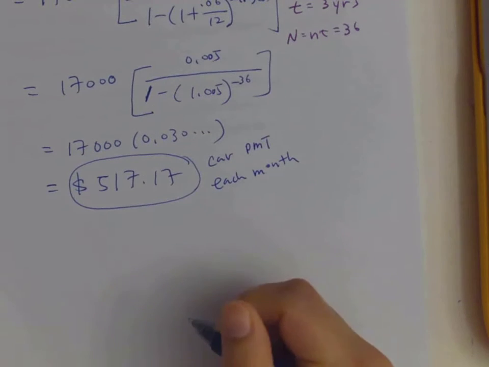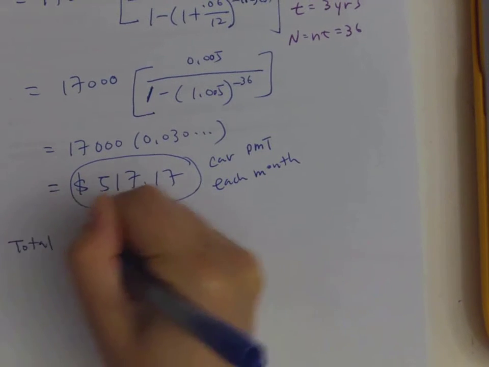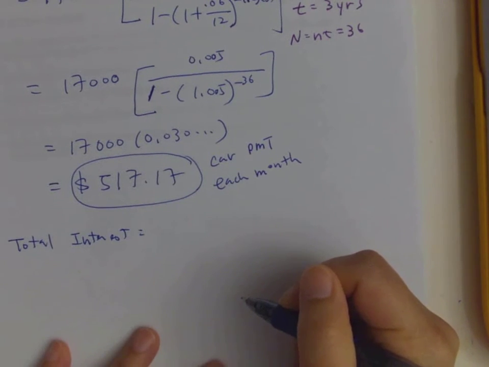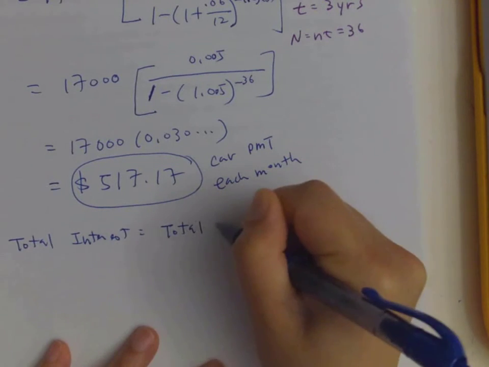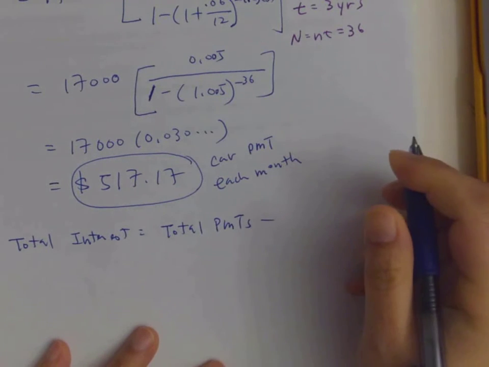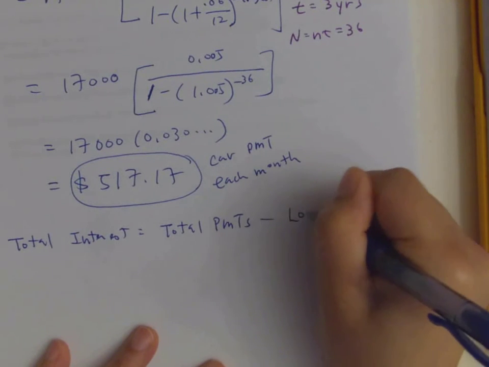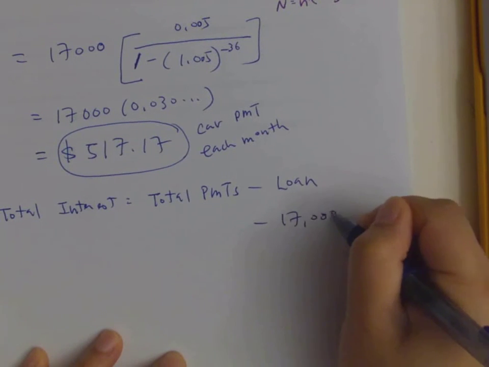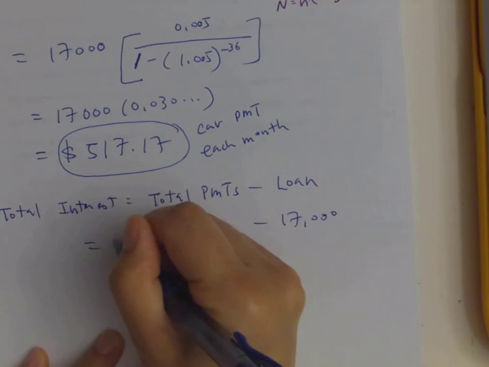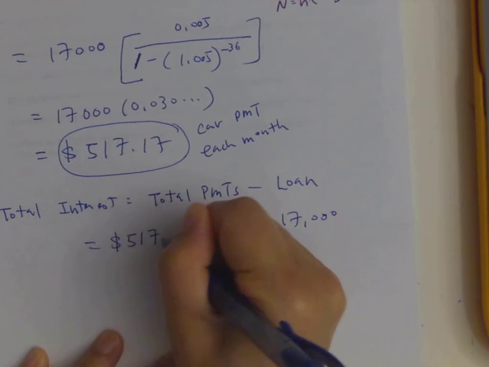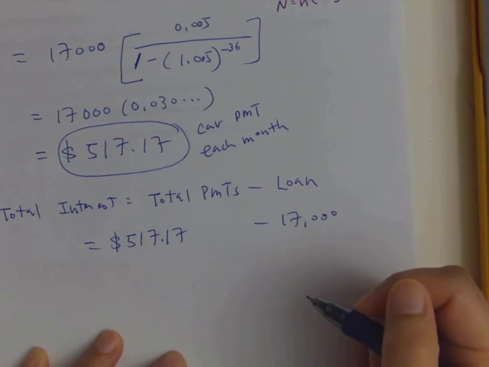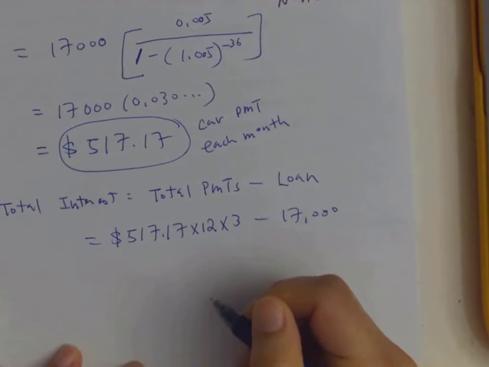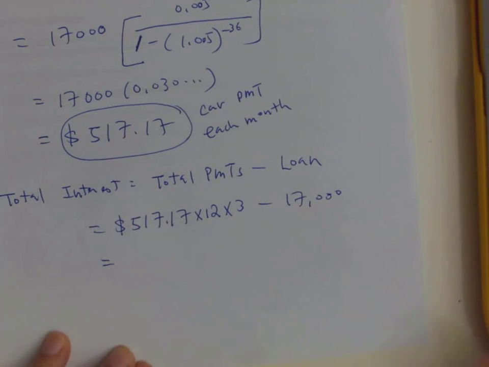Okay, the question also asks you to find the total interest. The interest you pay is going to be the total of the payments you put in, subtracting the loan amount, right? The loan was 17,000. Don't forget you only borrowed 17,000, and the total payment would be each month you pay $517.17, and you pay for how many months? 36 months, right? You pay 12 times a year for 3 years, totally 36 months.